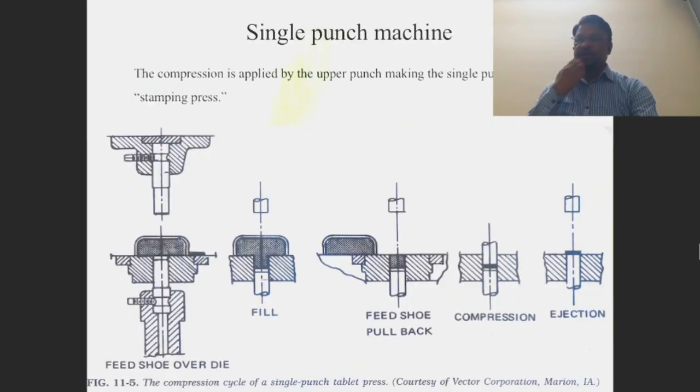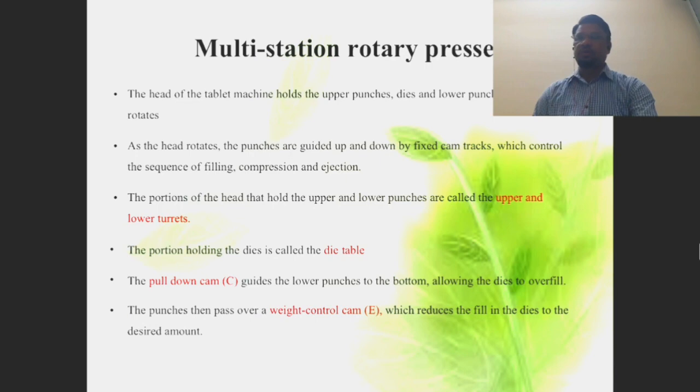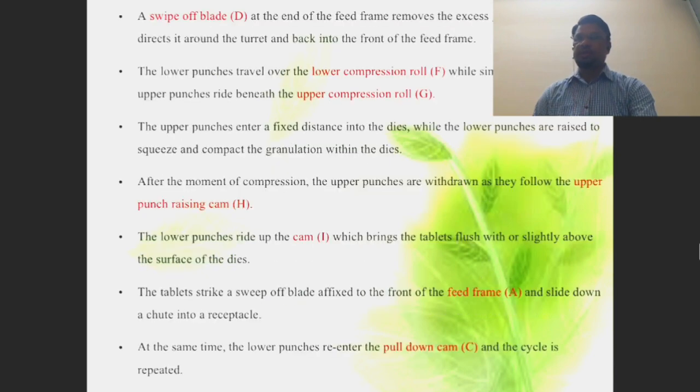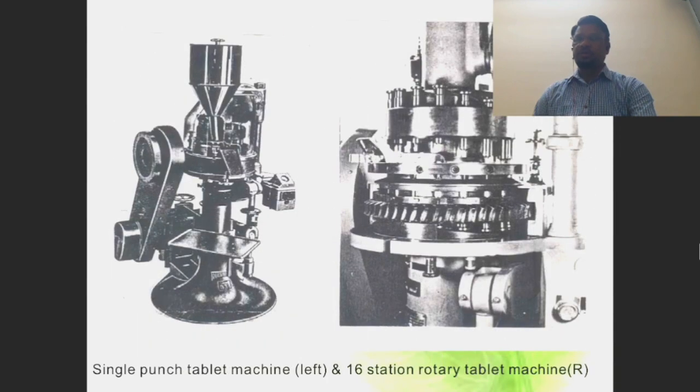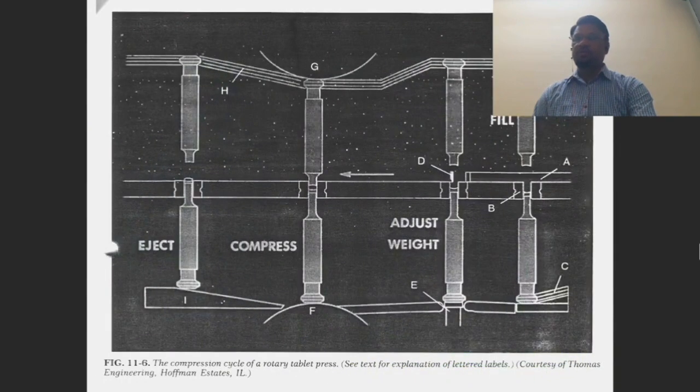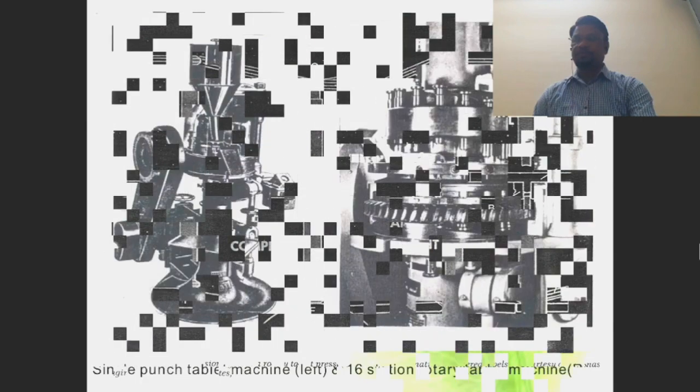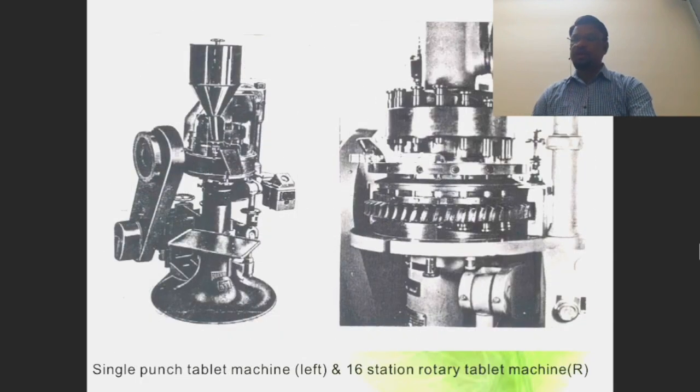You can see here in the picture how the granules come, the lower punch, upper punch, and how the tablet is punched out with the help of the granules. Okay, multi-station rotary machine you can see here. These are some designs of the tablet punching machine. Okay, there are 18 station, 16 station. So 16 station means what, 16 tablets in 1 second.